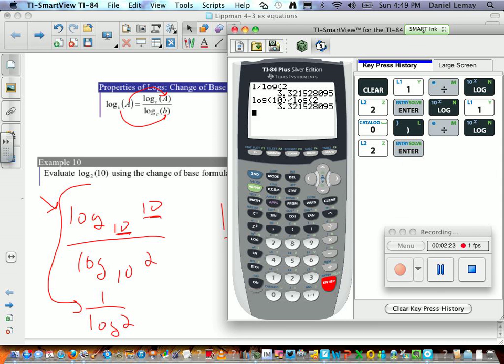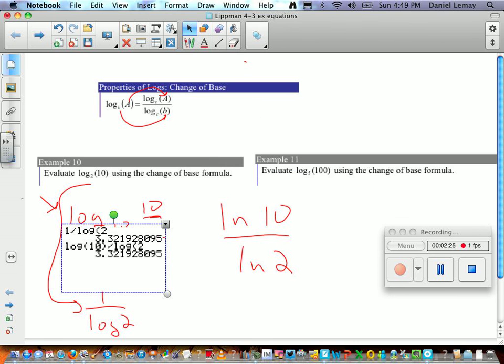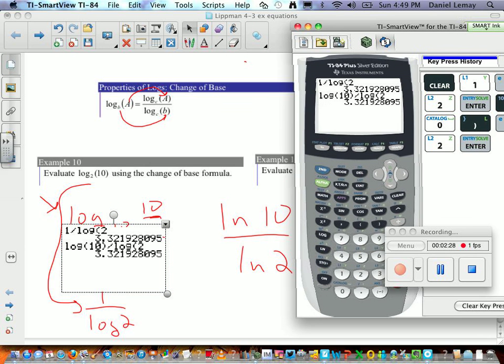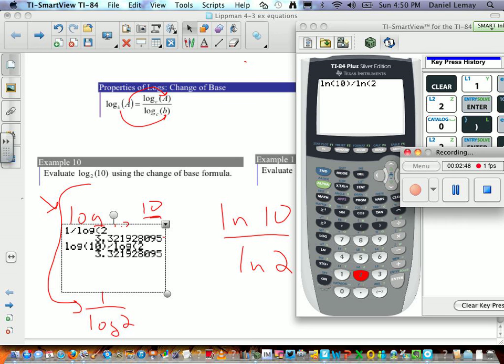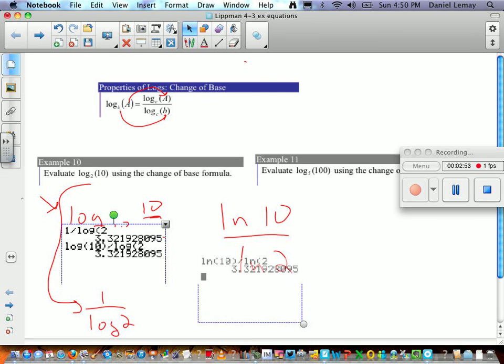Now what if I had wanted to use ln? Here, let me drag that off. If I wanted to use the ln feature instead, I'm just going to press the ln button right there. ln 10, don't forget to close your parentheses, divided by ln 2. If you look at that, you'll see we get the exact same answer. So it doesn't matter whether you use ln or whether you use common log base 10. You're going to get the same answer regardless.